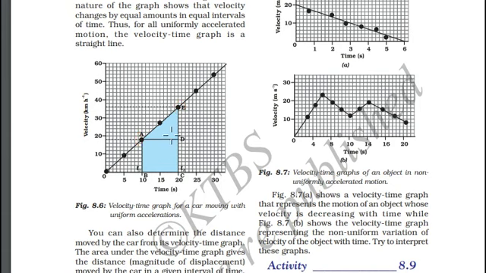In the previous section, we saw that the velocity is constant, so we only needed to calculate the area of a rectangle. But in this case, we have two sections. First we need to calculate the area of this square and then the area of this triangle. When we add these two, we will get the distance travelled by the object between these two time intervals.